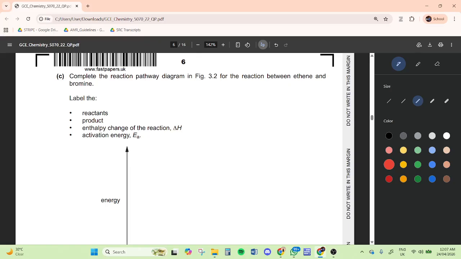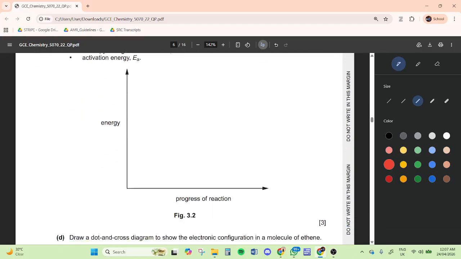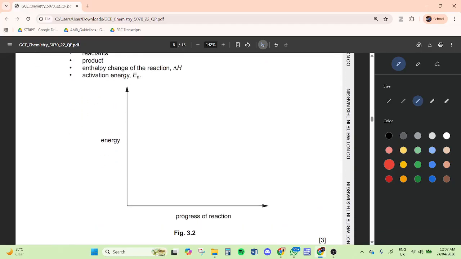Complete the reaction pathway diagram in figure 3.2 for the reaction between ethene and bromine. Label the reactants, product, enthalpy change of reaction, and activation energy. So very fun question, very easy as well, but also very easy to lose marks in this. So what you're going to do is start by placing the reactants somewhere here. It's going to be a straight line over here. Give yourself some space. Then you're going to draw the energy bump. So this is sort of the activation energy that you need.